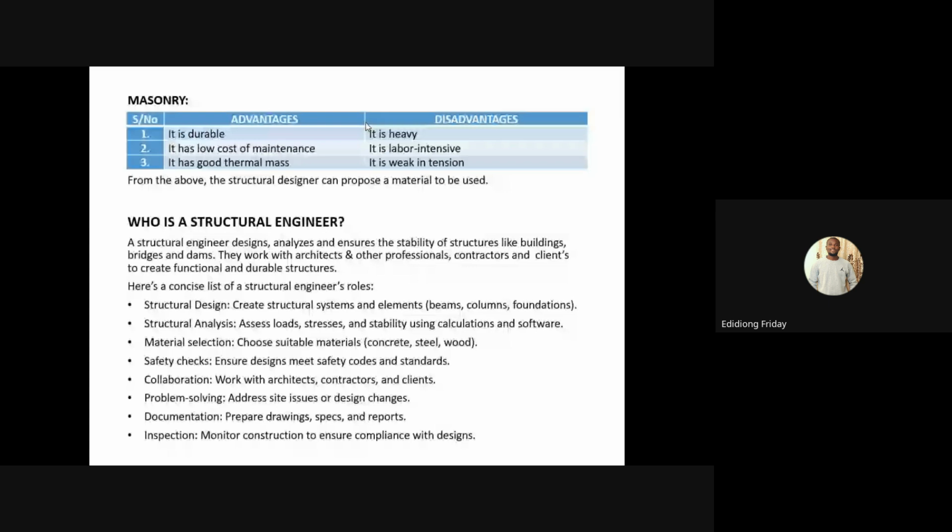Going to the next, we're going to be discussing who a structural engineer is. A structural engineer designs, analyzes, and ensures the stability of structures like buildings, bridges, and dams. They work with architects and other professionals. The other professionals really could be the mechanical engineer, the electrical engineer, the horticulturist, and other professionals.